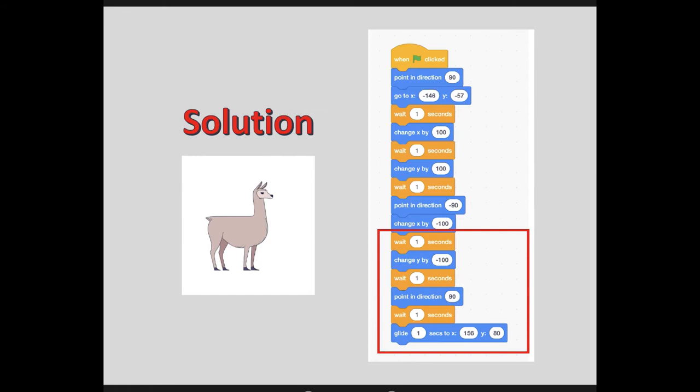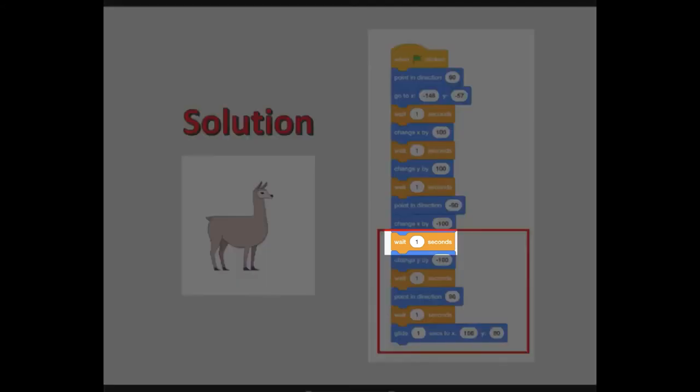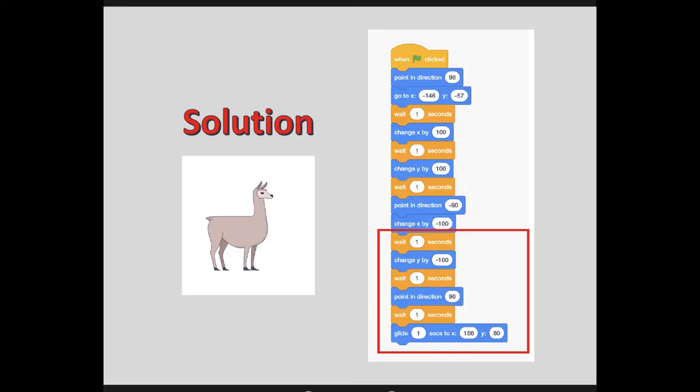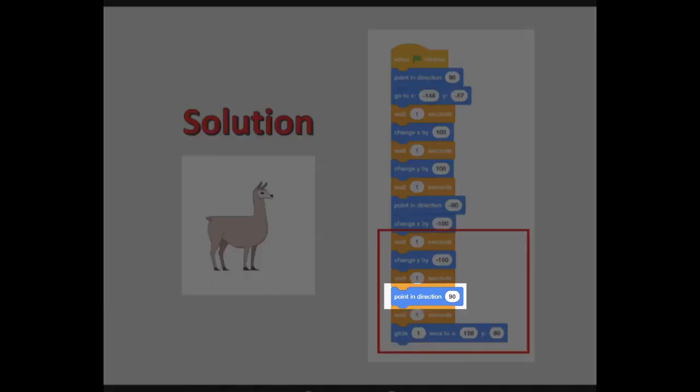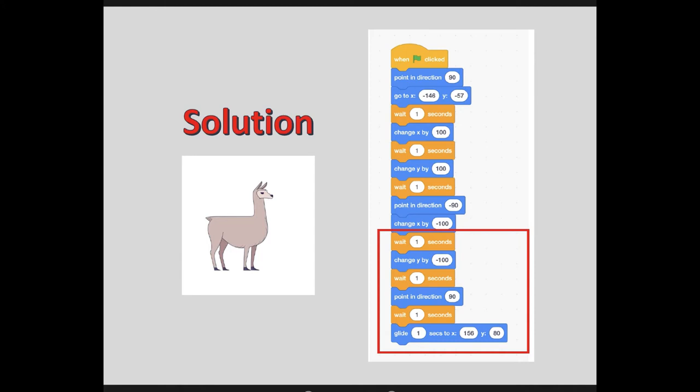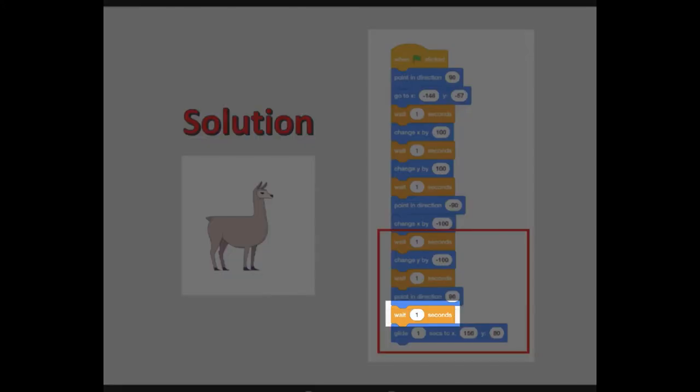You solved the challenge. The way I did it was to add a wait. I changed my y coordinate by -100. I waited again. I pointed in the other direction, 90. Remember, I was -90 up here, so now to flip around, I need to be +90. I waited 1 second, and then I glided to my new coordinate up in the right-hand corner.